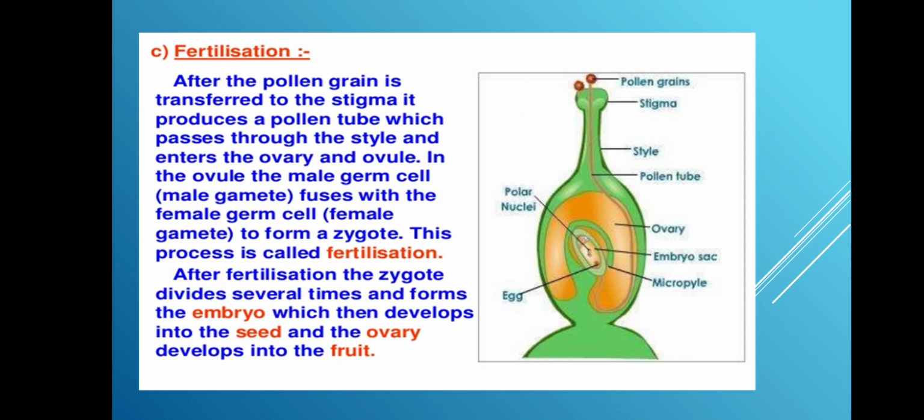So after fertilization, the zygote now divides several times and forms the embryo. First, after the fusion, what did we get? We got a zygote. So this zygote starts dividing repeatedly, non-stop, to form an embryo, which then develops into a seed. From zygote to embryo, embryo to a seed. So what happens to the ovary? The ovary develops into a fruit.